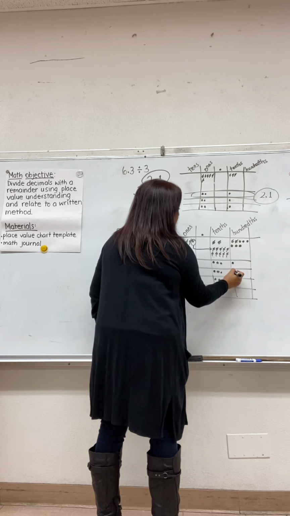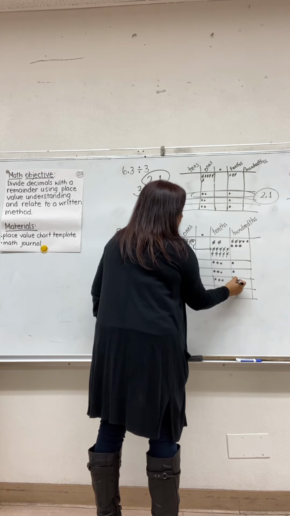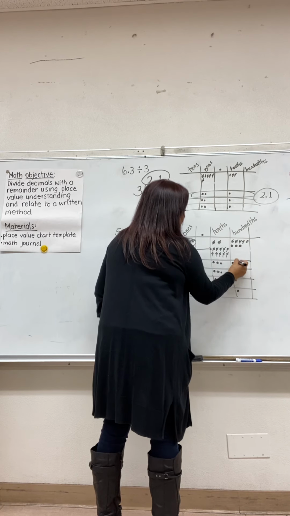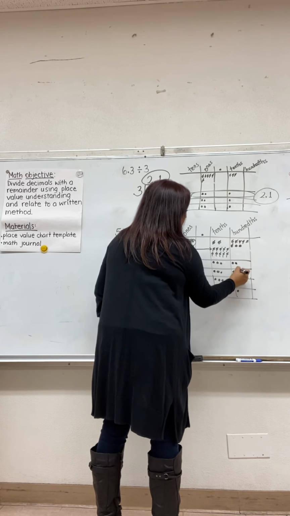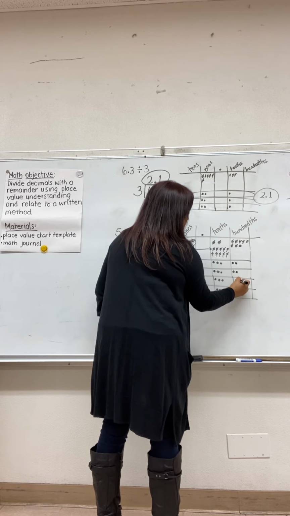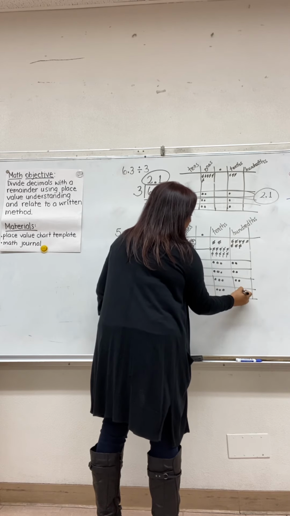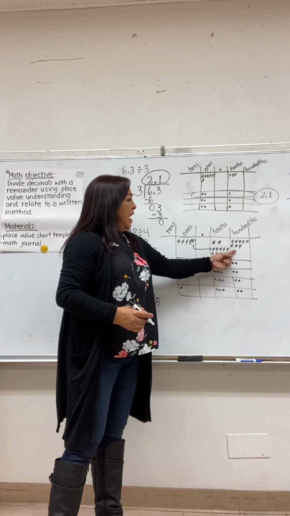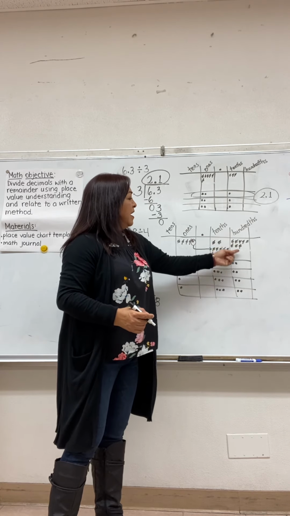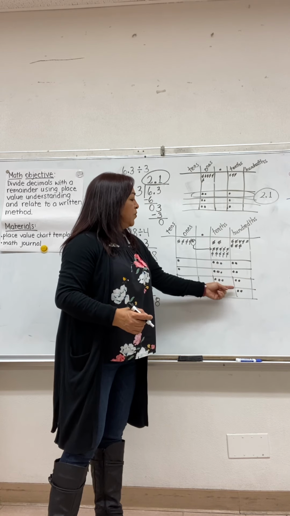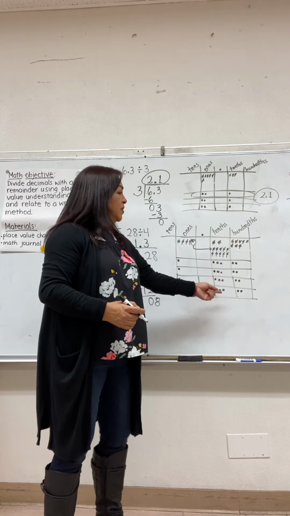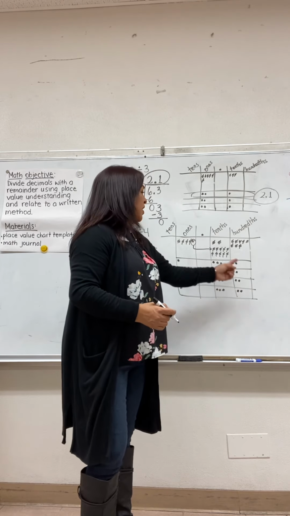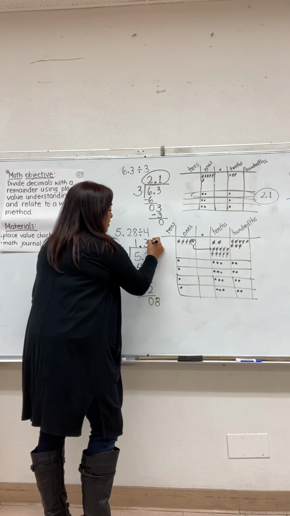1, 2, 3, 4, 5, 6, 7, and 8. After distributing these 8 units into 4 equal groups, I noticed that I was able to place 2 units into each group equally. So let me go ahead and note that down.